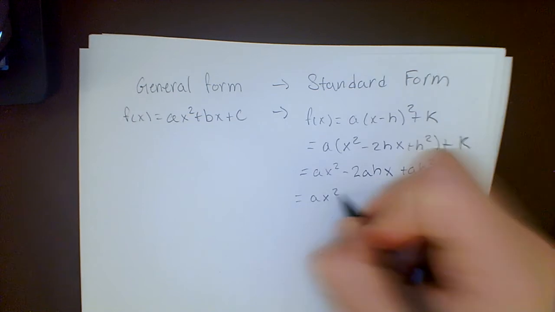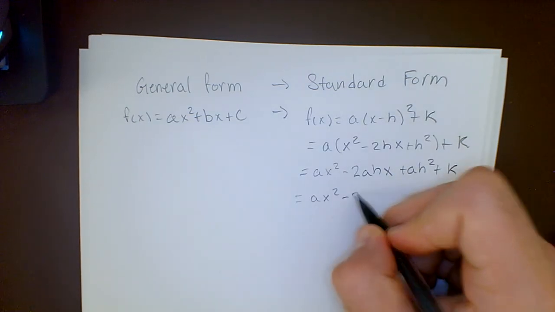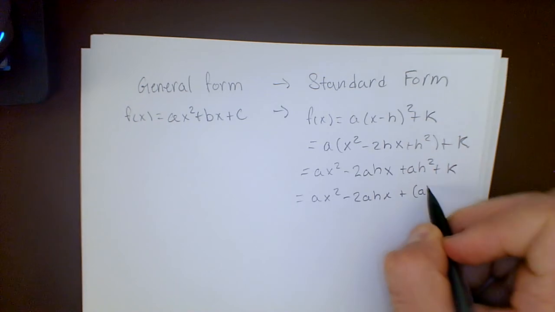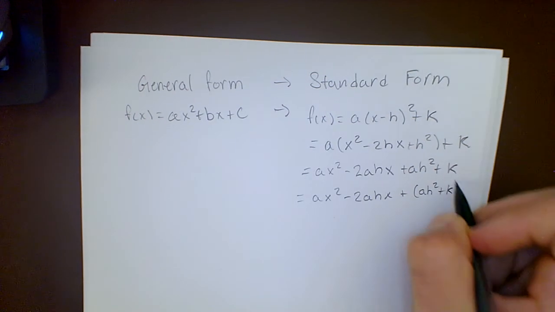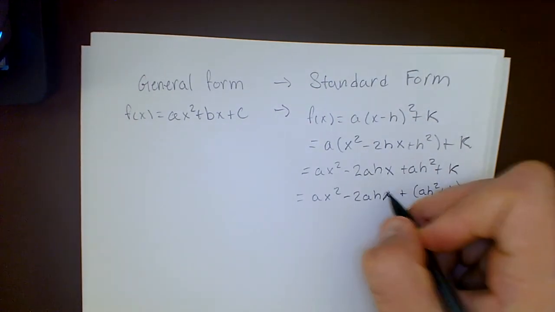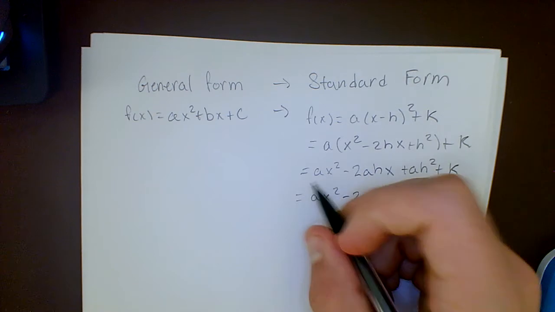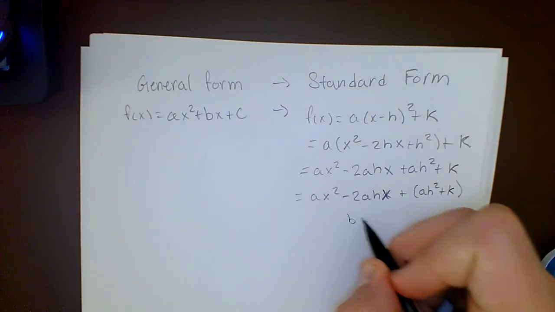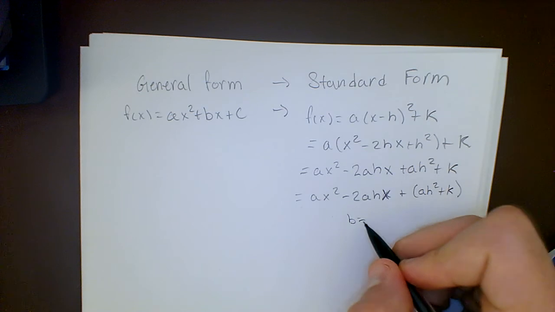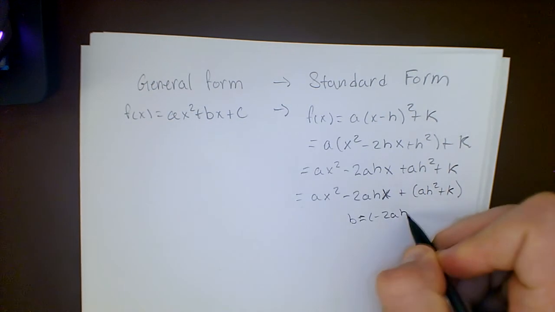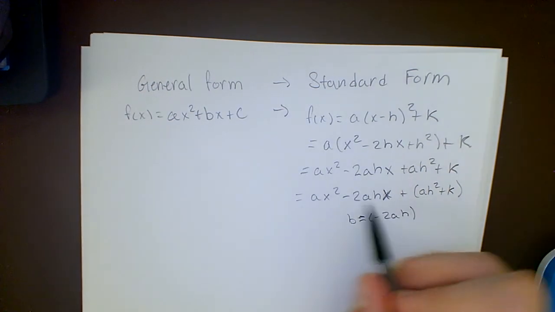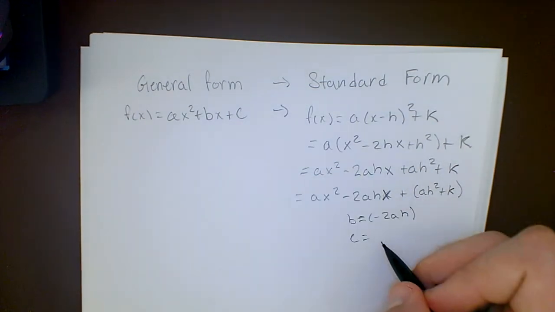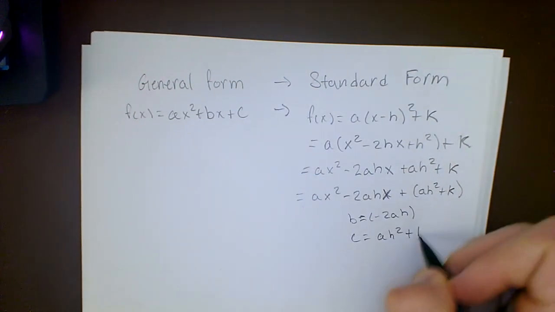So now this is equal to ax squared minus 2ahx plus, now let me put these in parentheses since they're all constants here, ah squared plus k. There's no variables in this term. So a is still a, right? That didn't change. But now b in general form is equal to negative 2ah in standard form, because that's the coefficient in front of the x. And c from general form is equal to ah squared plus k.